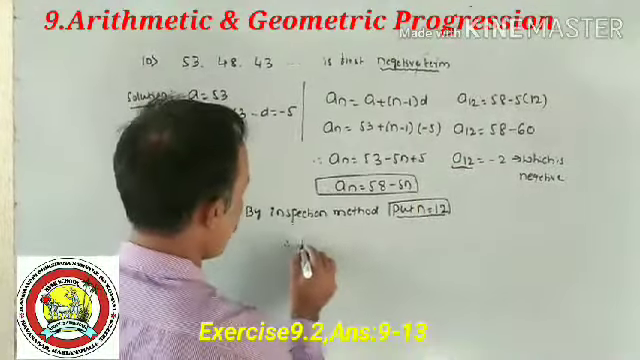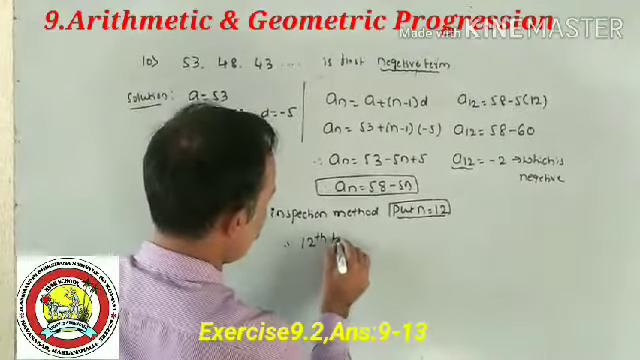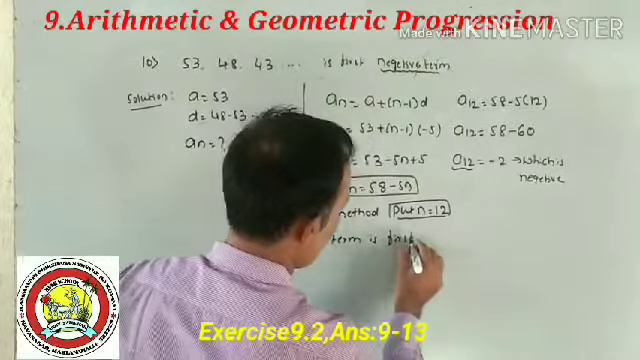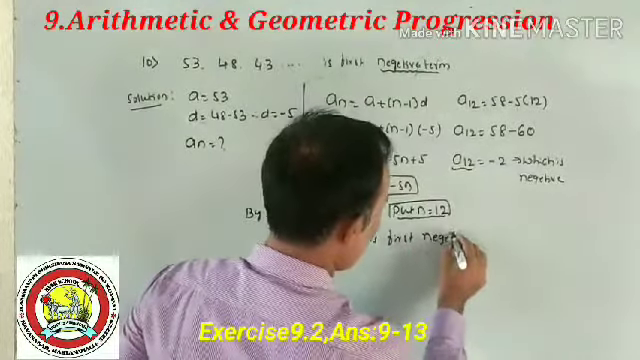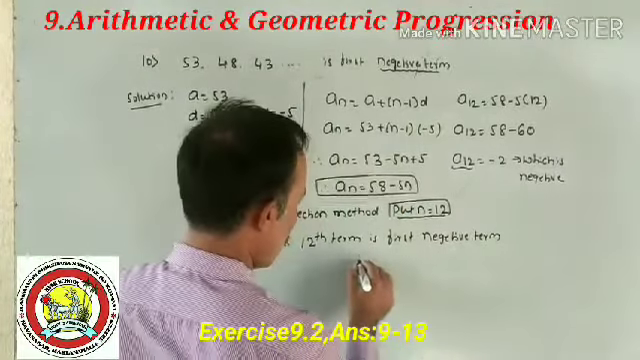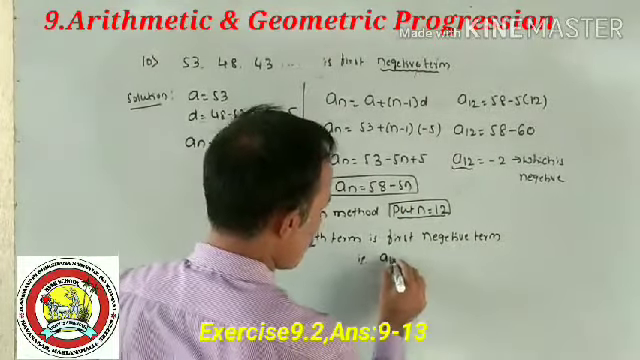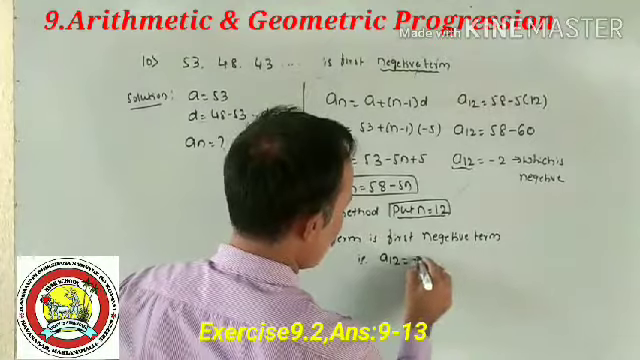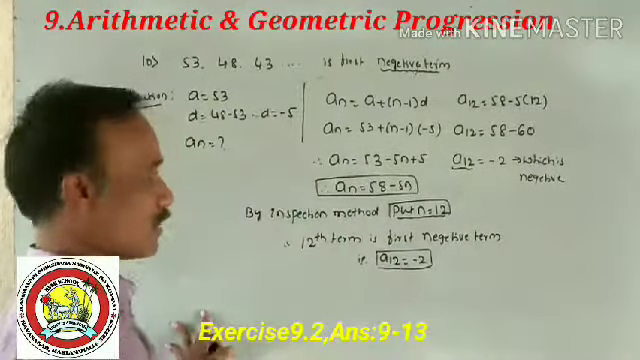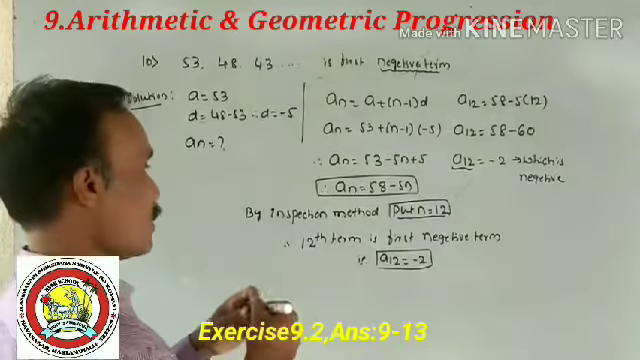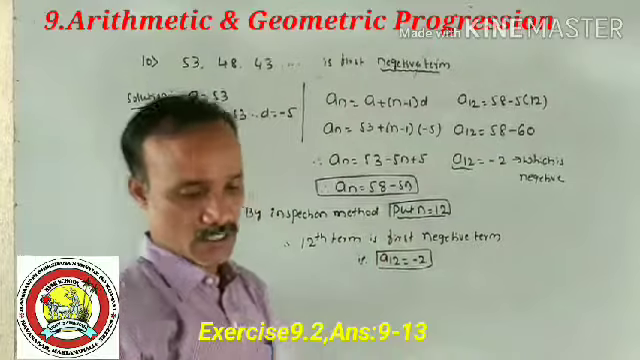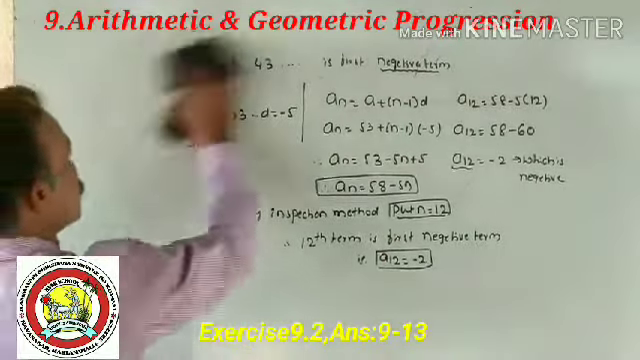Therefore, the 12th term is the first negative term. Now we write A12 is equal to minus 2. Yes, this is the meaning of this question. Okay, right. Very simple, but try to understand the given question properly. Next, question number 3.